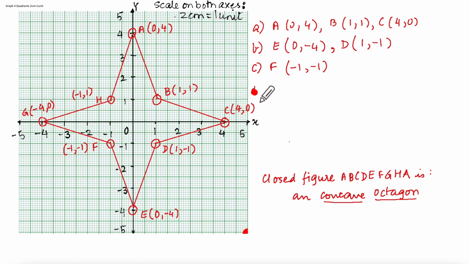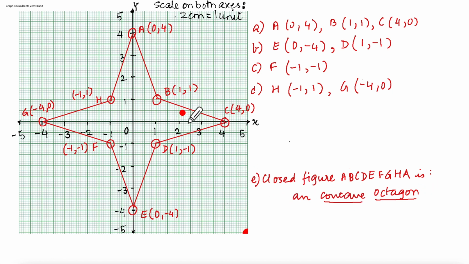Then we come to D, reflect B and C in y-axis to H and G. So H has become here (minus 1, 1). And G is where C is reflected. It is (minus 4, 0). Then we have E, join A, B, C, D, E, F, G, H, A. So we join these, and our E part says that closed figure, this one, what is it?